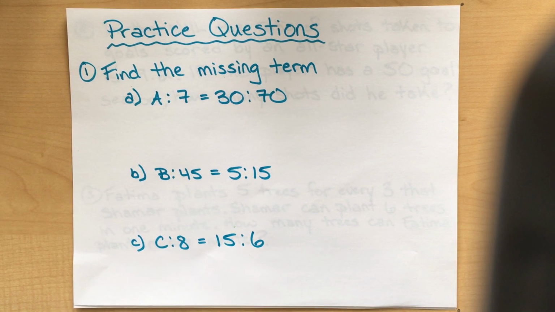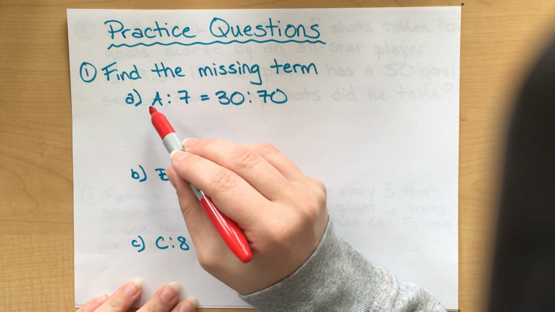So on slide 7, you had practice questions to answer, and then on slide 8, it actually gave you the answers. This is just showing you how to get those answers. So question 1 was find the missing term. So you're looking for the variable here.